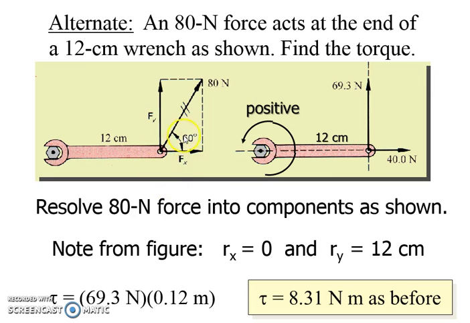So if we do this one, this is going to be the sine. So that would be our F in the Y direction. So that's 69.3. And then we would do this one for cosine, and that would give us 40 newtons. So it gives us the same thing, but we're just trying to figure out this way. And actually, I like doing it this way better.